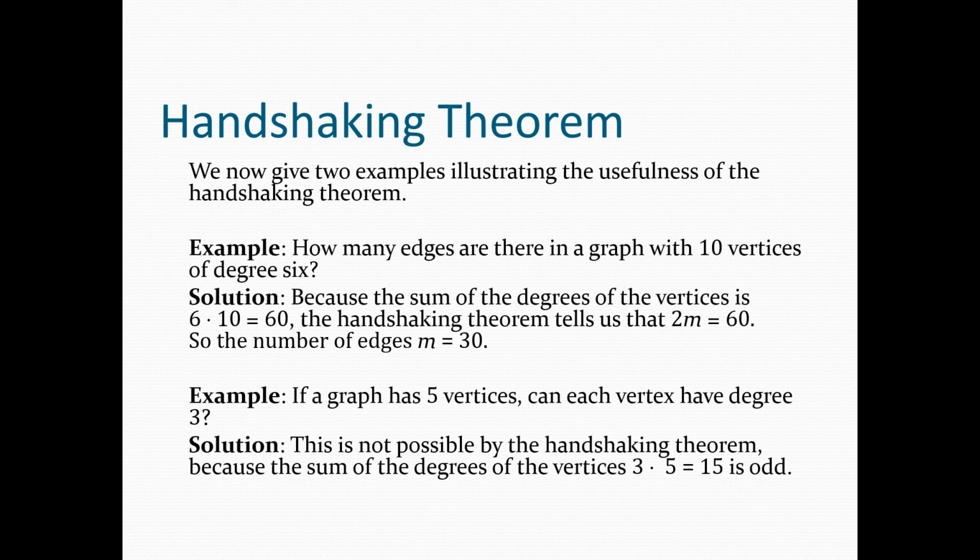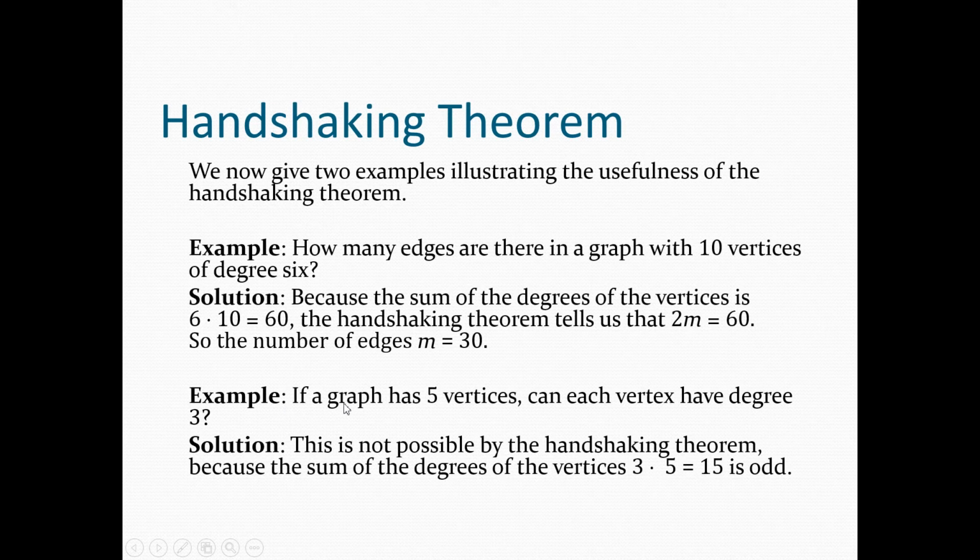Handshaking theorem examples. How many edges are there in a graph with 10 vertices of degree 6? Since the sum of the degrees of the vertices is 6 multiplied by 10, this is equal to 60. The handshaking theorem tells us that 2m is equal to 60. So what is the number of edges? m is equal to 30. Okay.